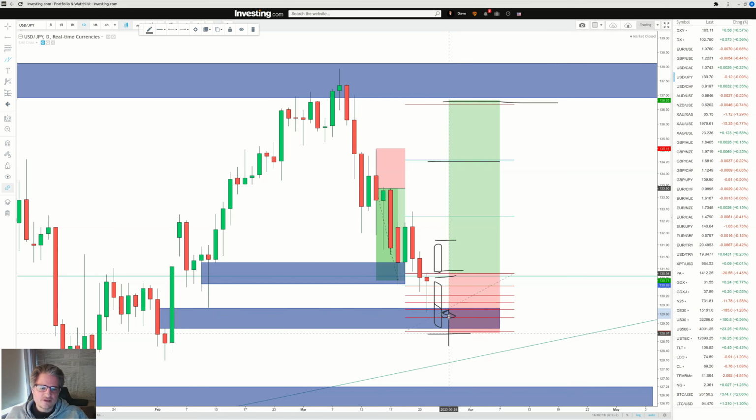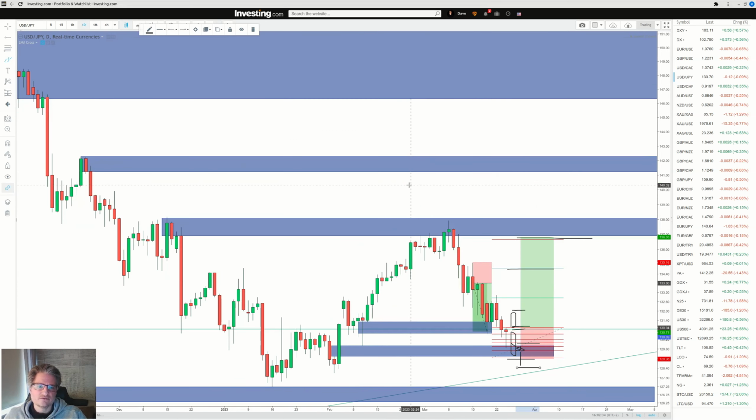Not too good at drawing. Anyway, you get the picture. If there's some rejection here, some pin bar, then I might get in here with a stop somewhere below here, and also targeting somewhere in the area. At least I'm going to target before this zone here at the top that I've put on the chart.